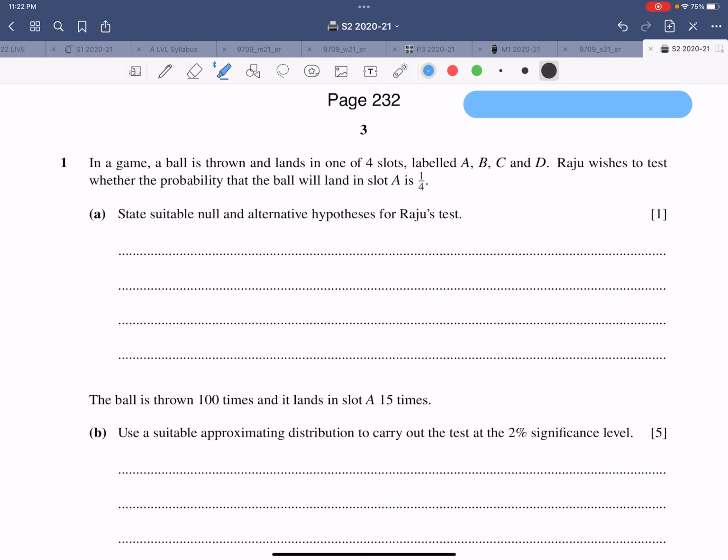In a game, a ball is thrown and lands in one of the four slots labeled A, B, C, and D. The person wishes to test whether the probability that the ball will land in slot A is 1/4. There are four options available, and 1/4 is the probability for each. State null and alternative hypothesis.